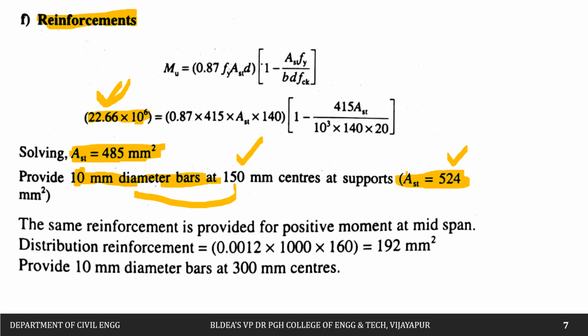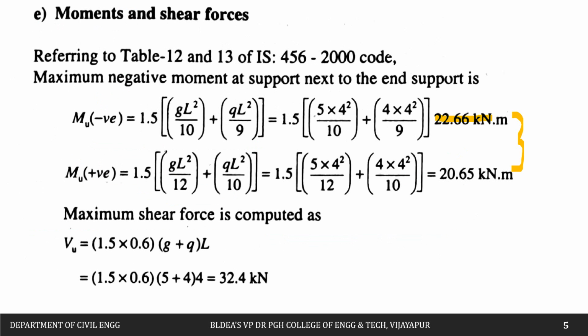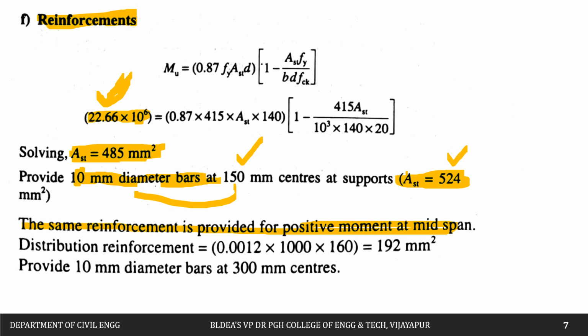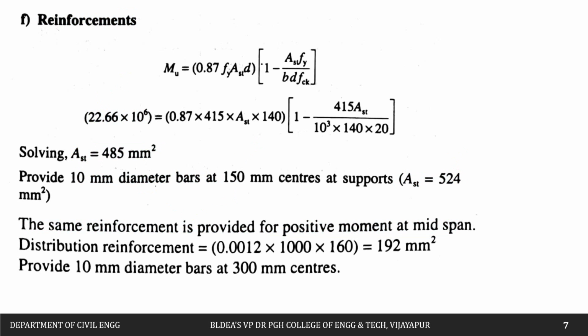So the moment is approximately the same itself, so 20.66 we have. Therefore, the same reinforcement can be provided for the positive mid-span moment also. For negative it is 22.6, positive it is 20.65. These are approximately same. So therefore, we can provide the same reinforcement at mid-span as well as near the supports.